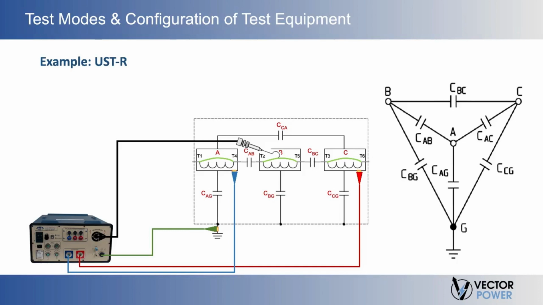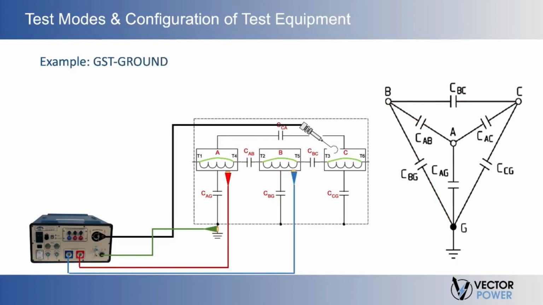In the UST red, we are isolating and only looking at the component of the insulation B to C. And once again, we move our high voltage lead. We energize on the C winding, repeat the test again.